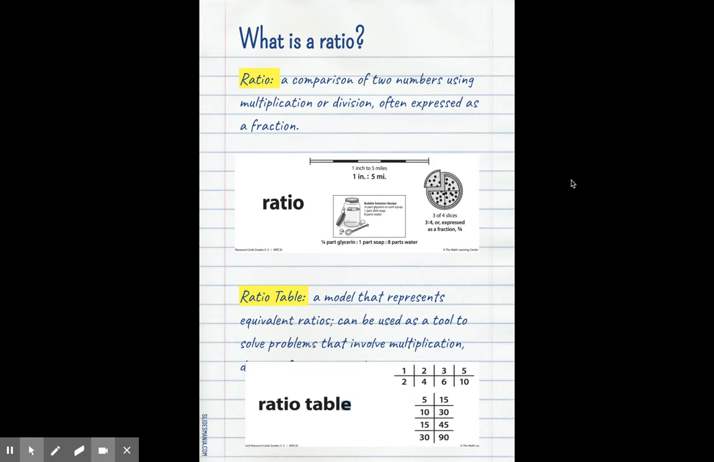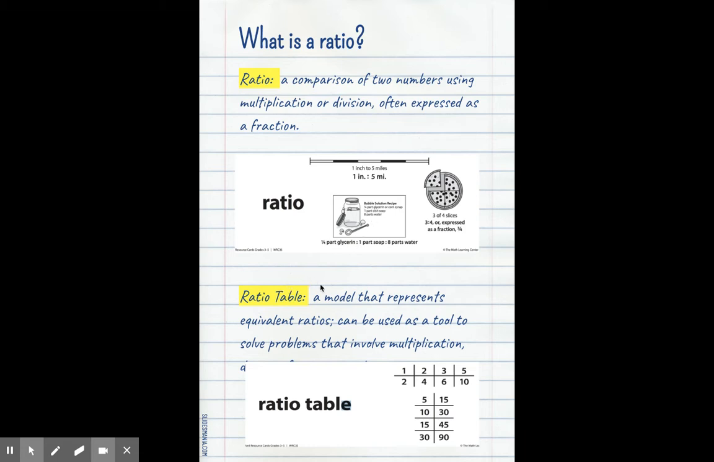And what exactly is a ratio? A ratio is a comparison of two numbers using multiplication or division, and it's often expressed as a fraction. We have ratios with pizzas, with recipes, with measuring things like an inch to miles. We are going to be talking about ratios this week in terms of costs of things like baseballs, with a little bit of volume as well.